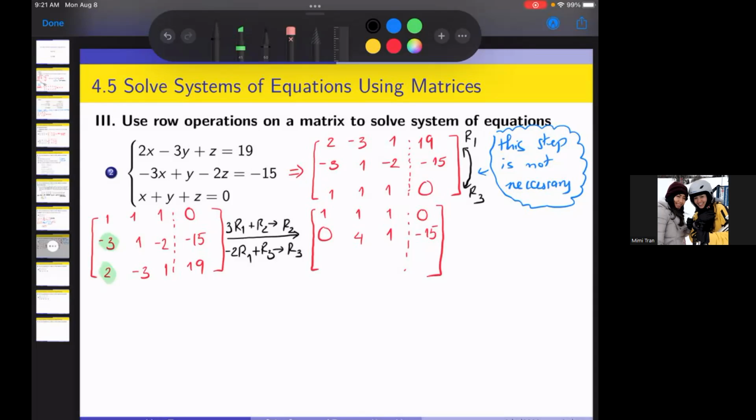Okay, so -2 times R1. R1 is this one. -2 times 1 is -2, plus 2 is 0, like we want. -2 times 1 is -2, and then plus -3 is -5, right? -2 times 1 is still -2, plus 1 is -1. -2 times 0 is 0, plus 19 is 19.